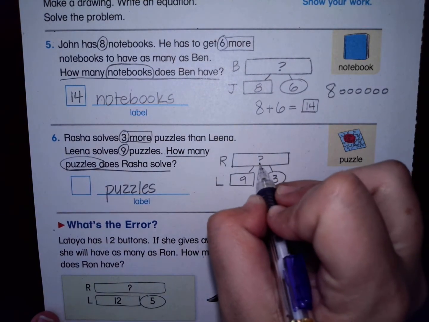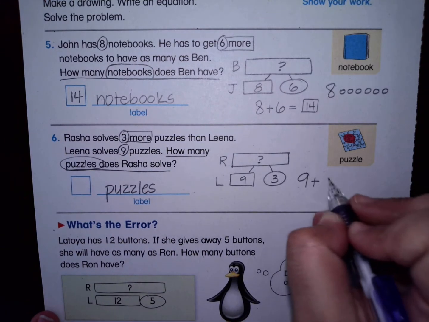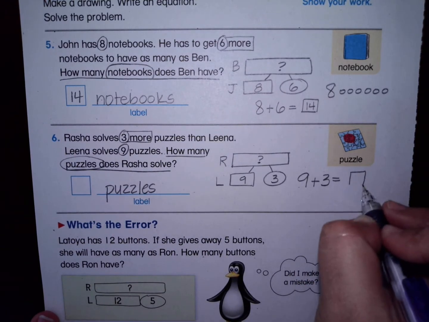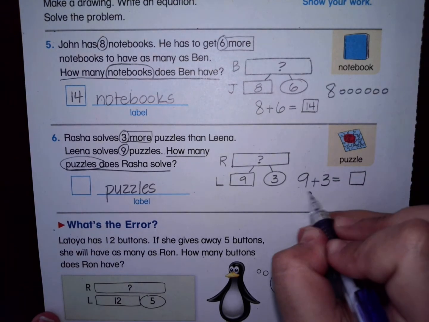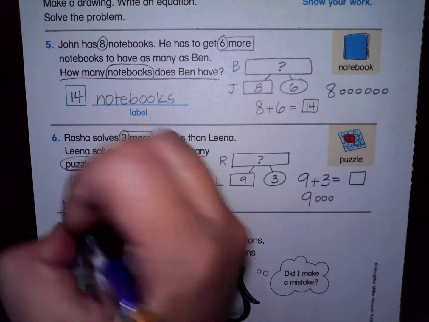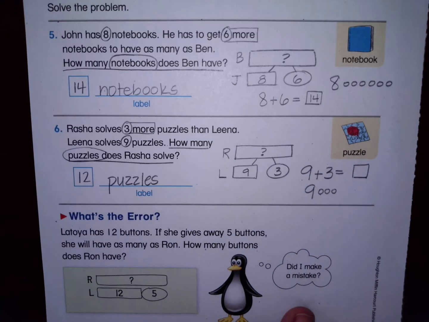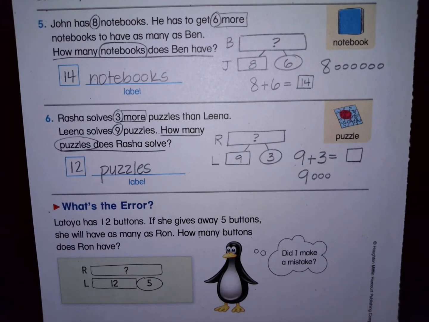And again, I'm missing that top total number. That's how many does Rasha have? So I can solve that by doing 9 plus 3 equals box. I can count on, 10, 11, 12. 12 puzzles. All right, hopefully you got those right. And if you didn't, you figured out where you made your little mistake.